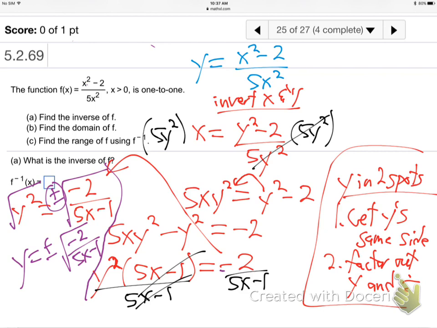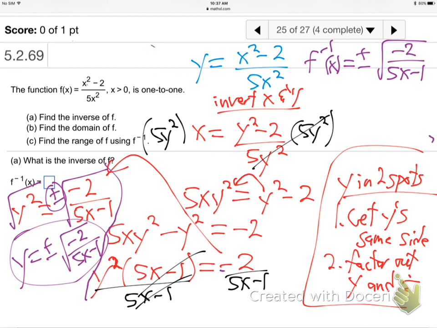Now, that's the inverse function, right? We're saying the inverse is plus or minus square root of negative 2 over 5x minus 1, right? Because it's the inverse function. That's what we're finding. That's the y value, y equals. But notice what they said right here. X is only positive, right? X positive greater than 0.